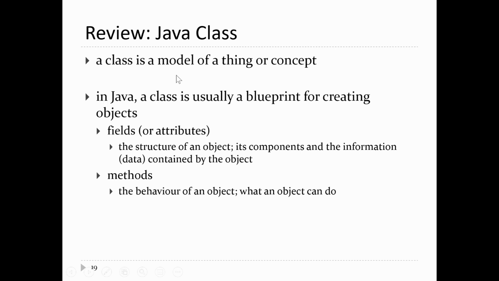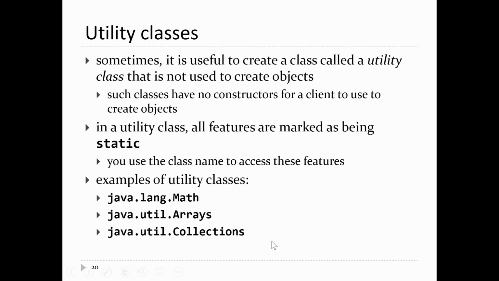So remember what a class is. It's a model of a thing or concept. You're trying to make a type, a user-defined type. And you use the class to make objects. That's normally what you use a class for. But you don't have to. You don't have to make a class that's used to make objects.